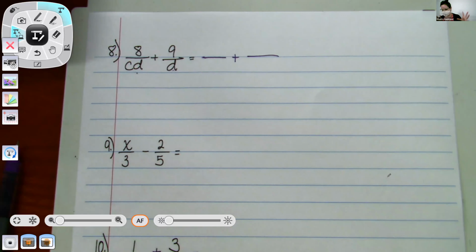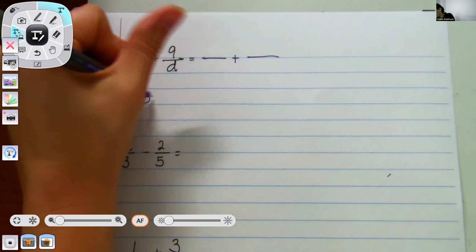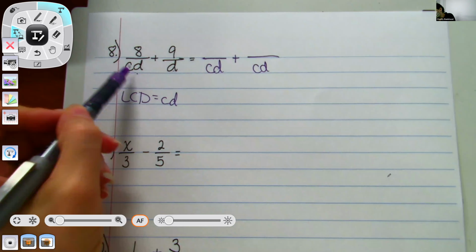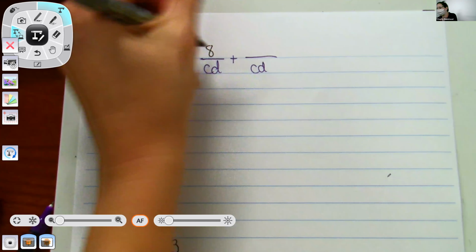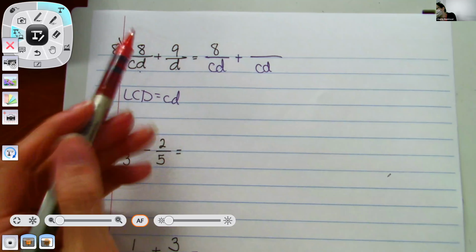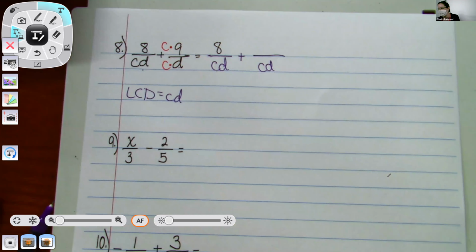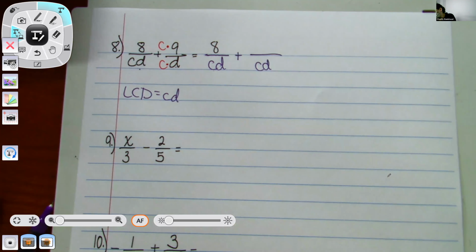So basically, your LCD has to contain all the factors of those denominators. So the factors of the denominators are C and D. So that's your LCD, CD. Your LCD is CD. So your first fraction doesn't need to change at all because it already has that LCD. And then your second one just needs to get multiplied by the C. So C times 9, or 9 times C, is just 9C.